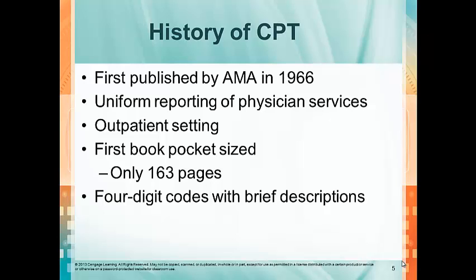The CPT coding system was first published in 1966 by the AMA. The system provided uniform reporting of the physician services performed in the outpatient setting. The first CPT book was a pocket size and only 163 pages long. It contained 4-digit codes along with brief descriptions.